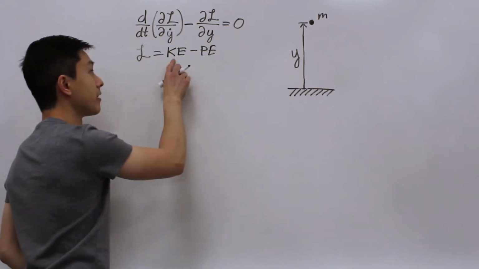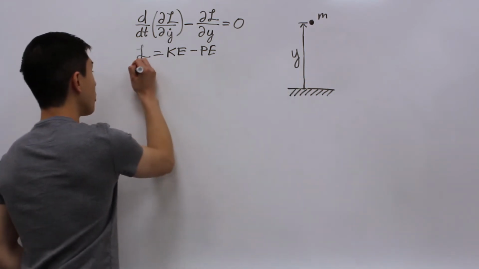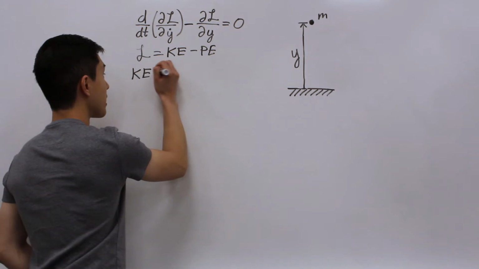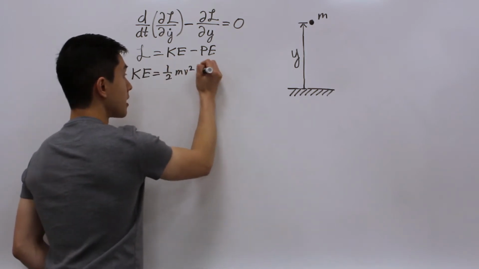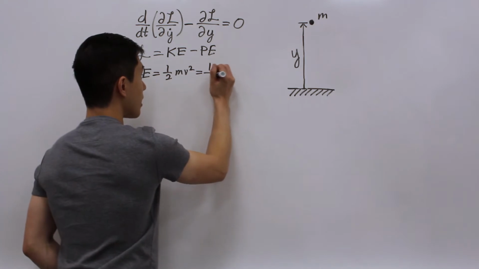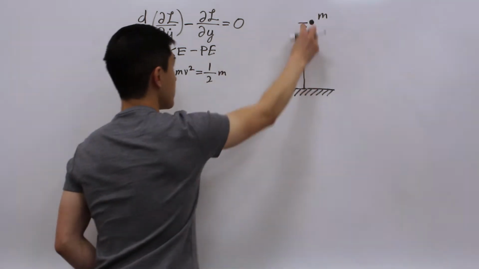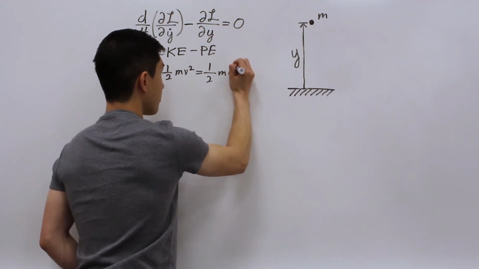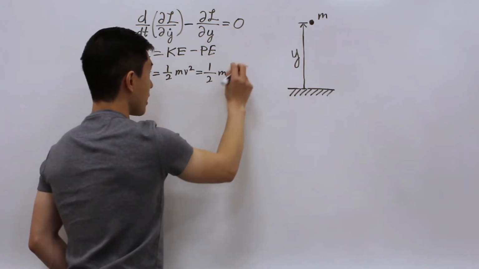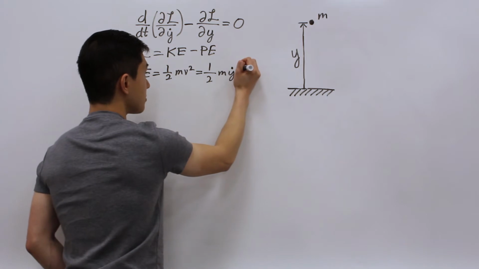To find the kinetic energy of this point particle, we are only talking about the translational kinetic energy, which is 1/2 mv squared. v in this case is going to be y dot, as our system coordinate we're going to call the up and down direction y. And the first derivative of this displacement y is going to be the velocity.